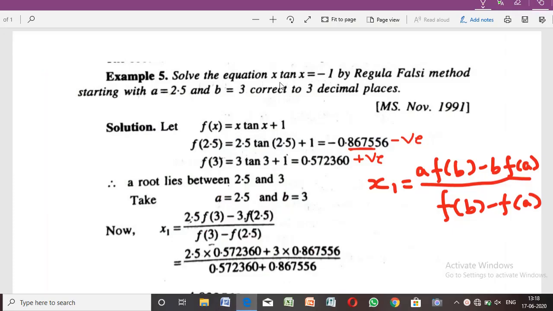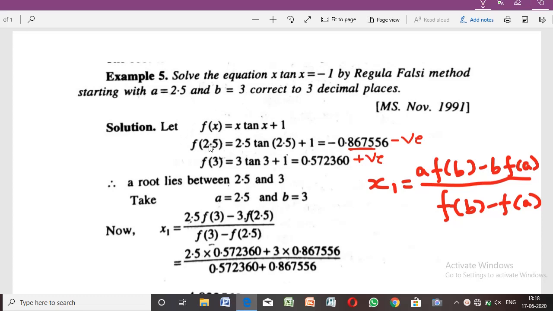Solve the equation x tan x equal to minus 1 by the regula falsi method, starting with a equal to 2.5 and b equal to 3, correct to 3 decimal places. Here the equation is x tan x equal to minus 1, so taking minus 1 to the left side, the function f of x is equal to x tan x plus 1. We are already given a equal to 2.5 and b equal to 3.